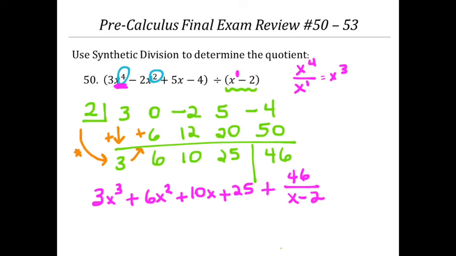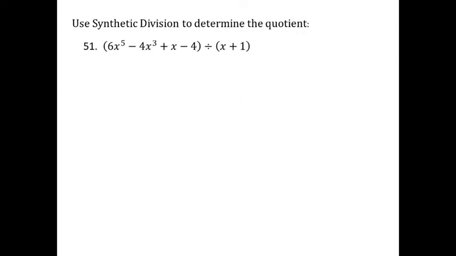Let's look at one more of these. Now notice again, when you're writing down the number over here in the box, we want whatever number makes the binomial equal to 0. In this case, that would be negative 1.